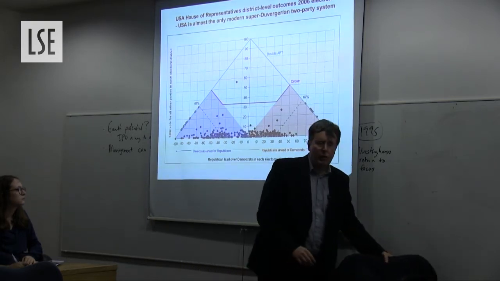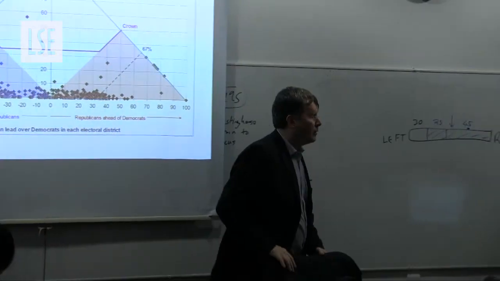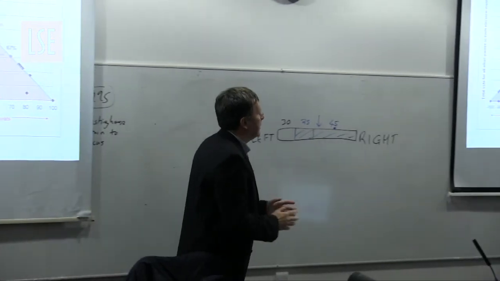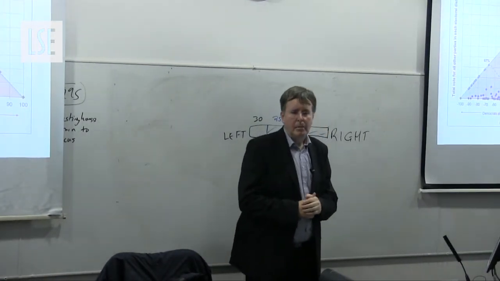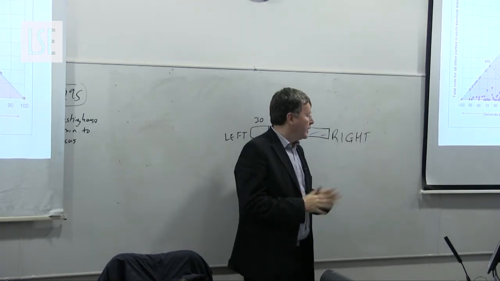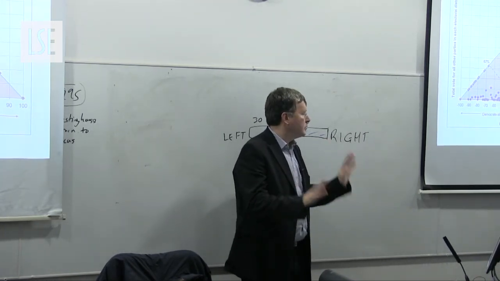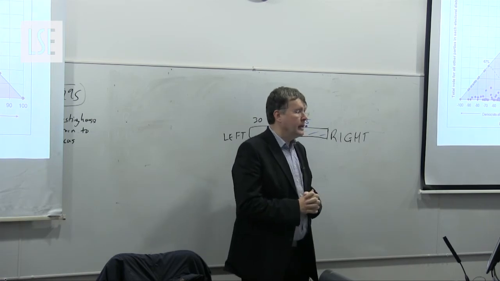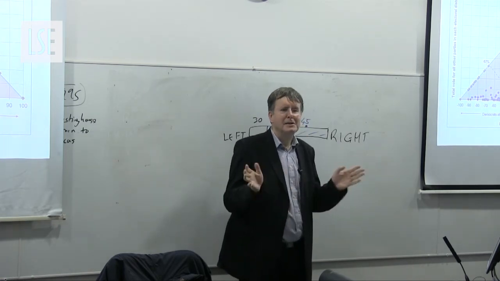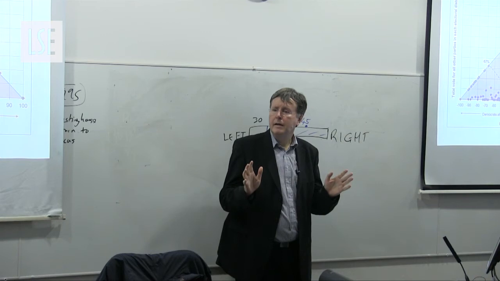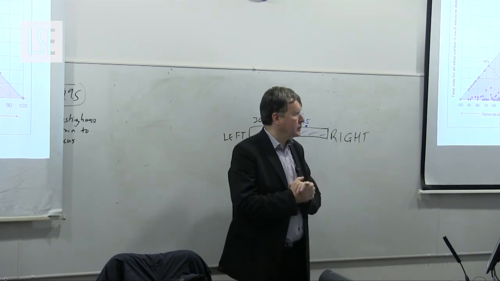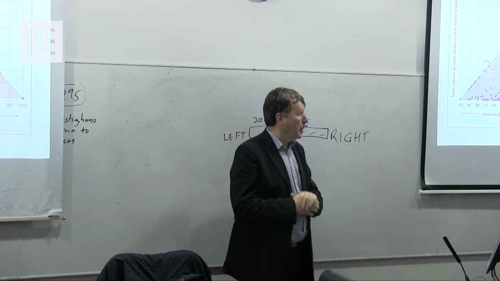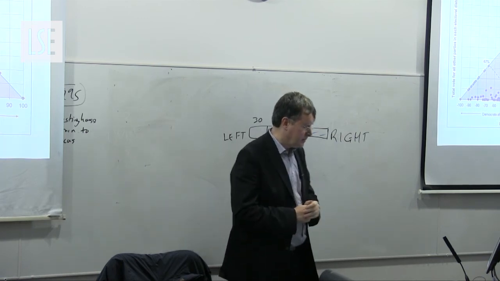Now, it's not just Congress that this applies to. There are hundreds and thousands of elections in the USA every 5 years, and all of them pretty well reveal this pattern, down to county level, even down to electing judges in some areas. So it's a very super Duvergerian system. Everything that Duverger said applies very well to the USA.